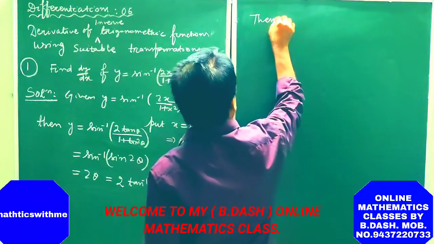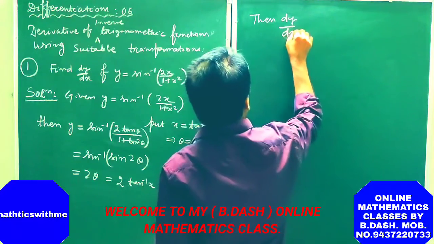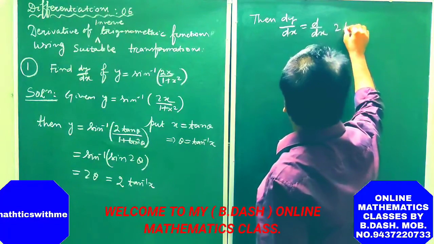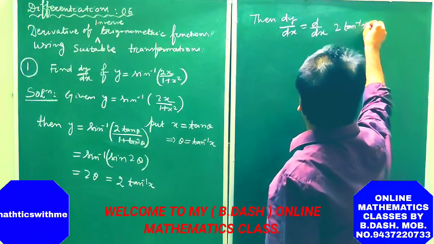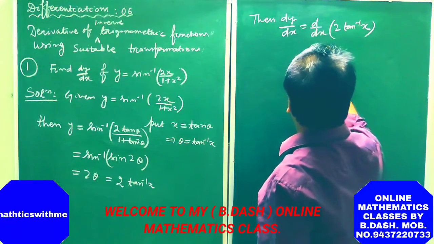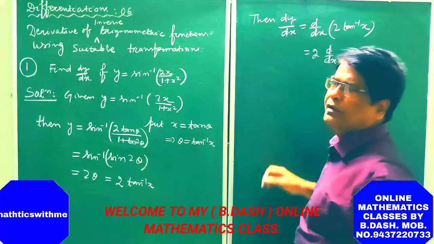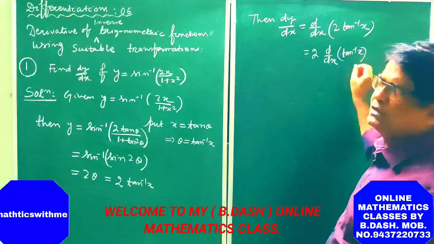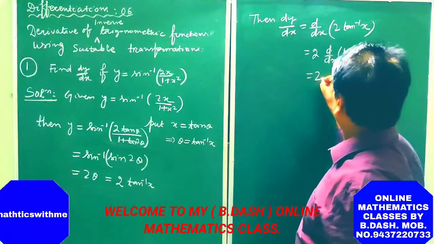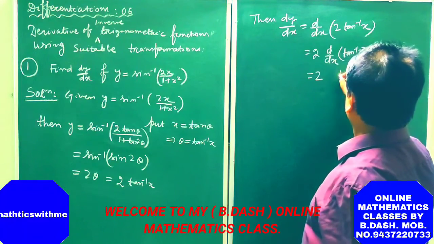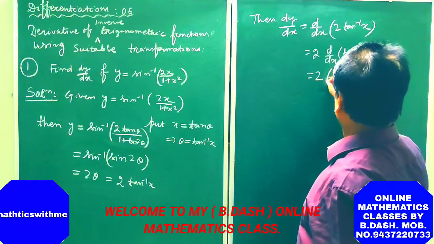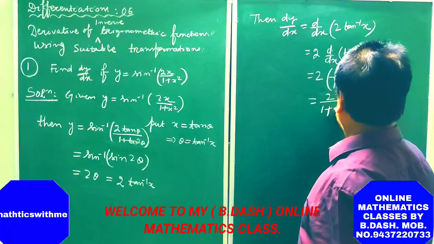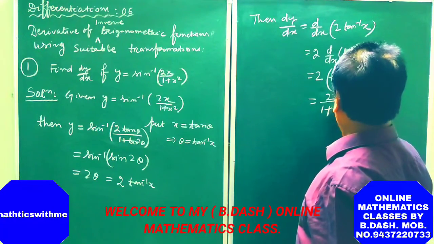Then dy by dx is equal to d by dx of 2 tan inverse x. So this is 2 derivative of tan inverse x. So this is equal to 2, as you know, tan inverse x derivative is 1 by 1 plus x square. So this is equals to 2 by 1 plus x square.